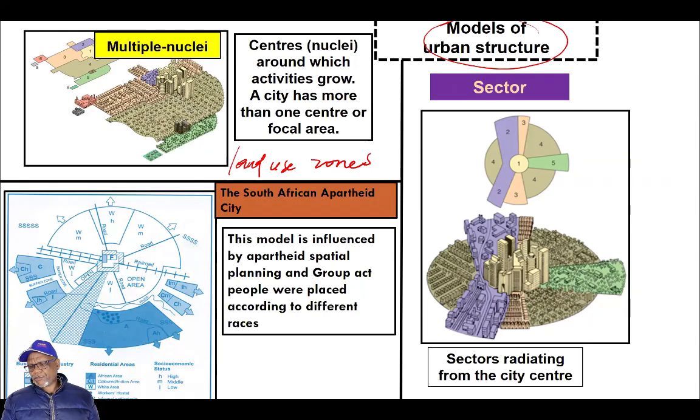The sector model simply shows that all of the land use zones are constructed in sectors. They are constructed in sectors, and each sector has access to the CBD, or all sectors are radiating from the CBD. So that is the long and short of the models.